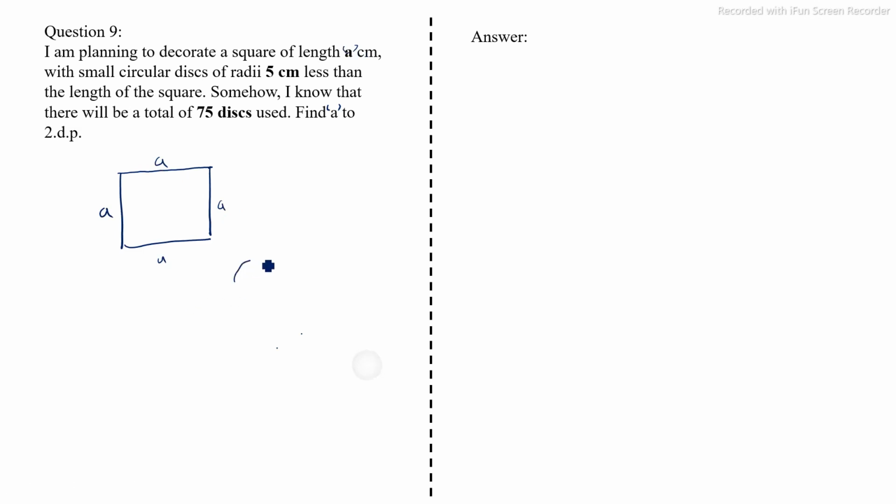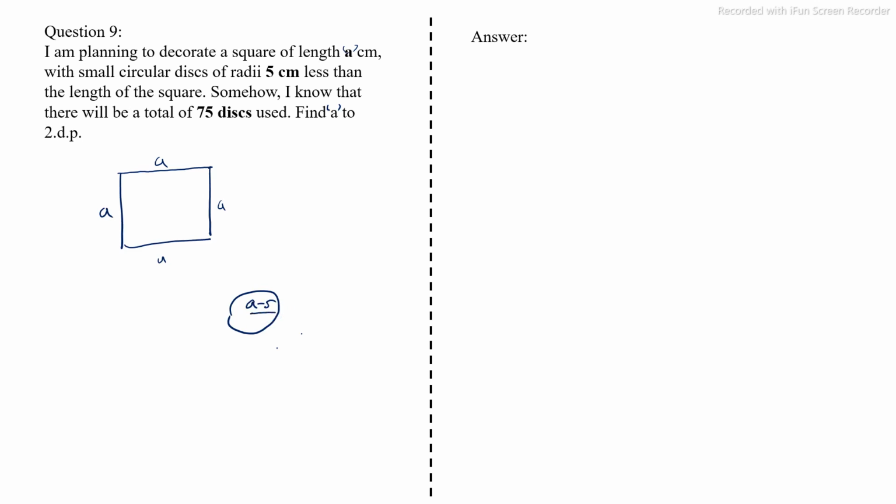So the disc is like this. Okay, so the disc is like this. Sorry for the bad circle drawing. The radius of the disc was 5 centimeters less than the length of the square. So the length of the square is a, so the radius of this will be a minus 5. Okay, so that's the diagram.